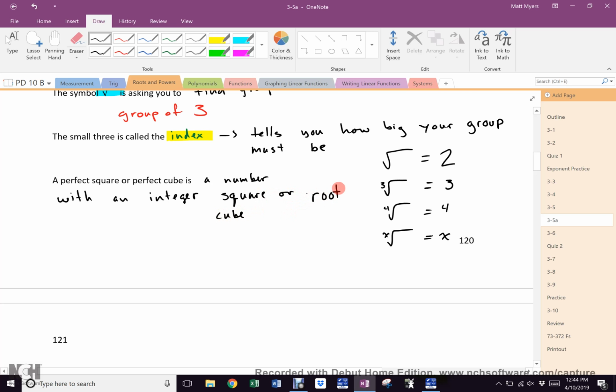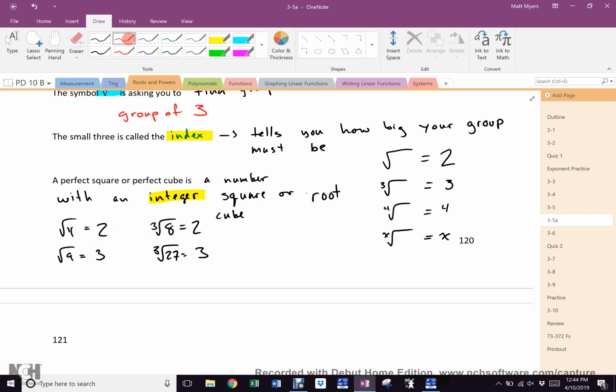Everybody cool? So, for example, square root of 4 is 2. 4 is a perfect square for our arguments in this class. All right? Square root of 9, 3. Easy peasy. Cube root of 8, 2. Cube root of 27, 3. Everybody cool? For our purposes, we are going to say it's got an integer square root.